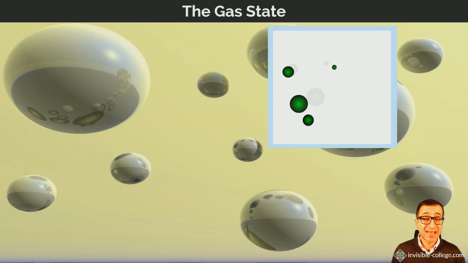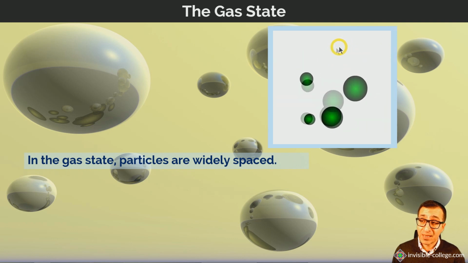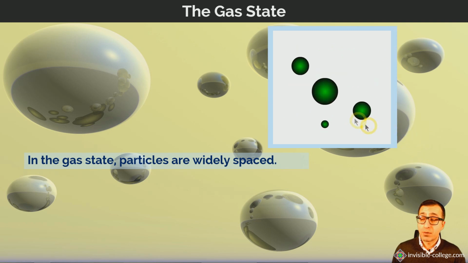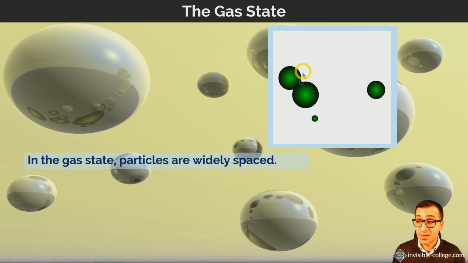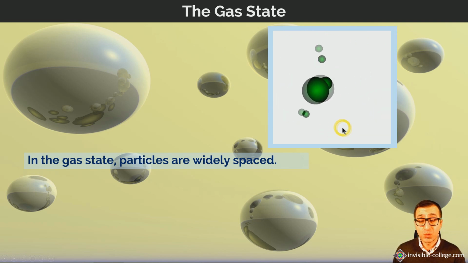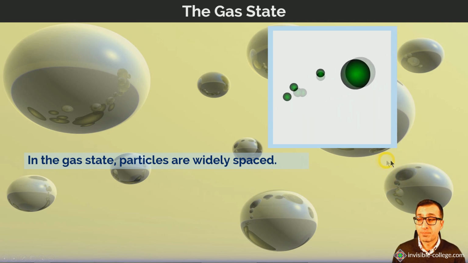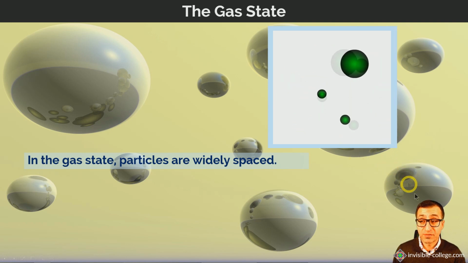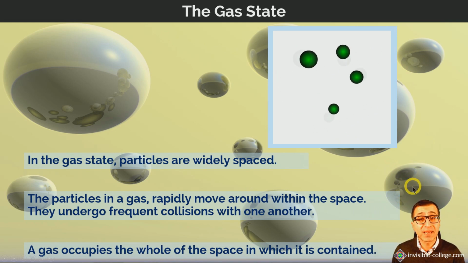So if we look at a gas, in the gas state, the particles are moving much more rapidly and they are much more widely spaced apart. Now, it's important to remember here that in between the particles of a gas is complete vacuum. So they move rapidly, they undergo frequent collisions with the walls of their container and with each other. So a gas will spread out to occupy the full volume of its container, because the particles have sufficient kinetic energy to fully overcome the forces of attraction that existed in the liquid phase. So a gas will occupy the whole space of its container.